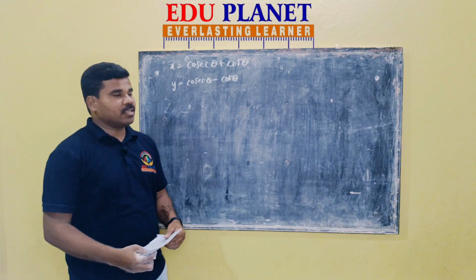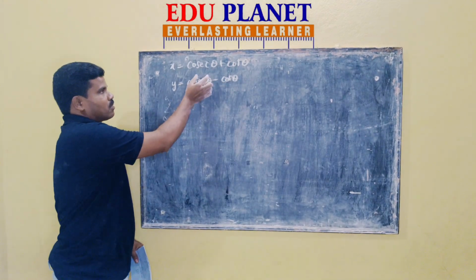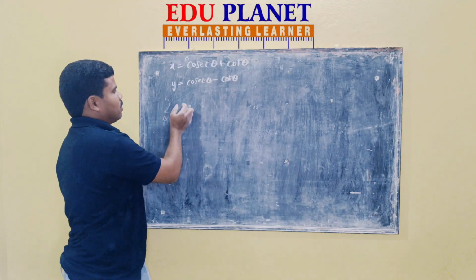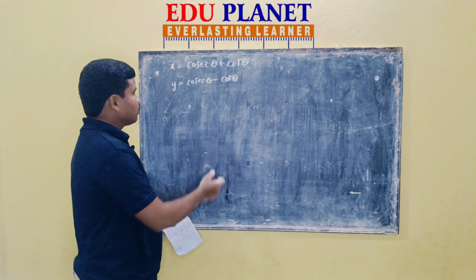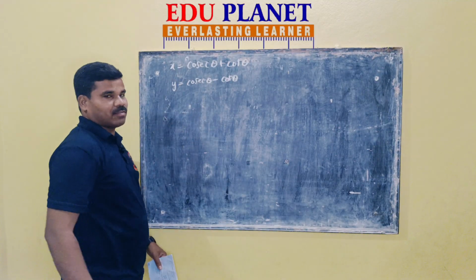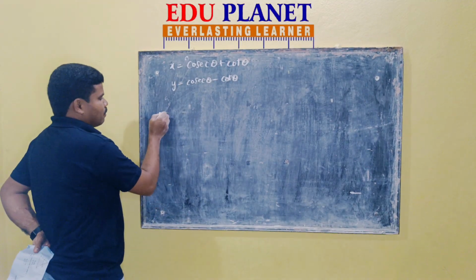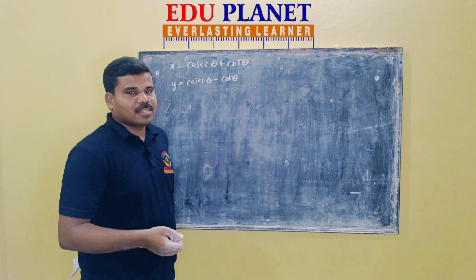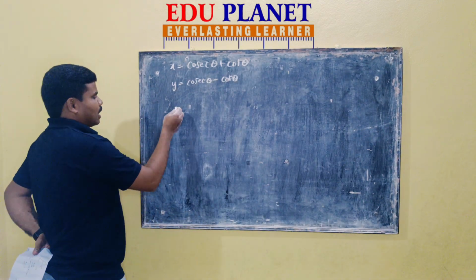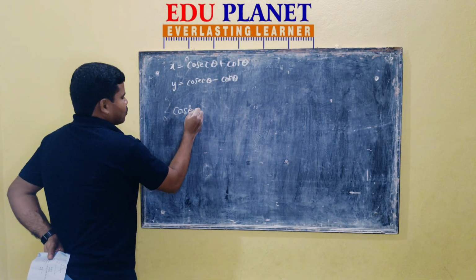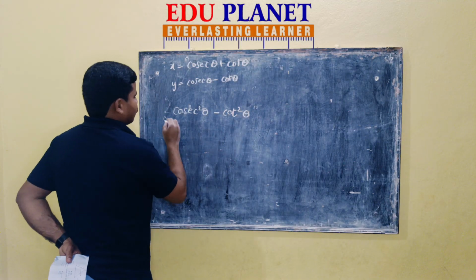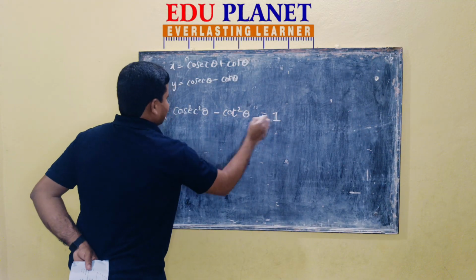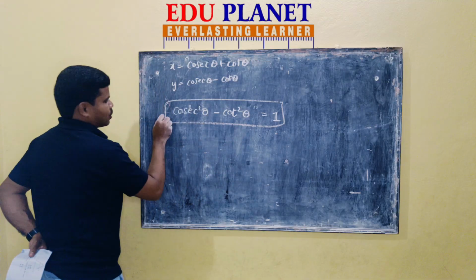Here is our next question. Given that x value equals cosec theta plus cot theta, y value equals cosec theta minus cot theta, then how to build the relationship in between x and y? See guys, we know trigonometric identities. One of the trigonometric identities is cosec square theta minus cot square theta equals 1. From this identity, we can solve the given question.